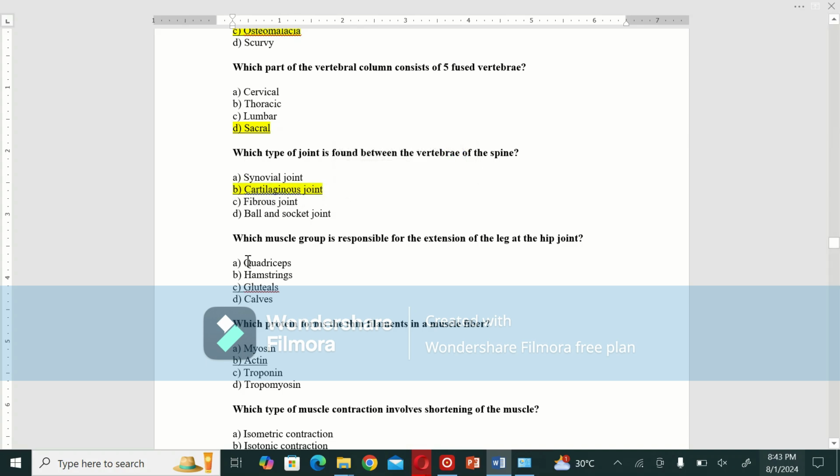The next MCQ is: which muscle group is responsible for the extension of the leg at the hip joint? A. Quadriceps, B. Hamstring, C. Gluteals, and D. Pelvis. So the correct option is C.